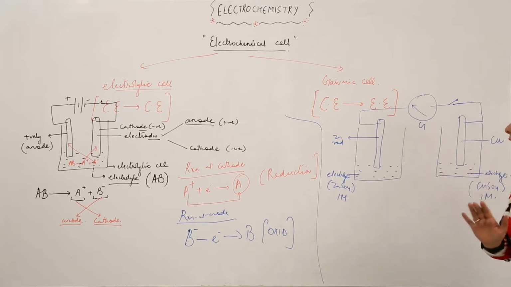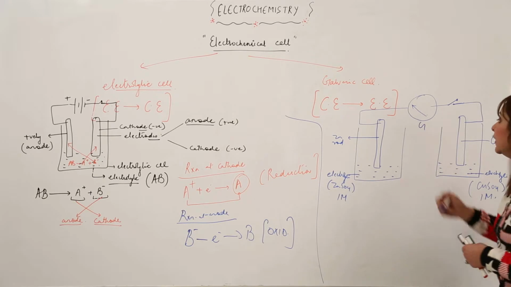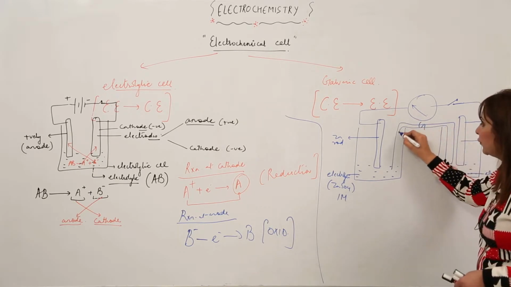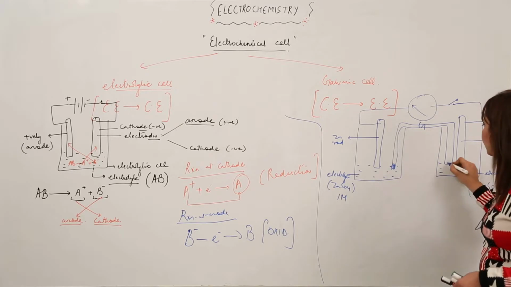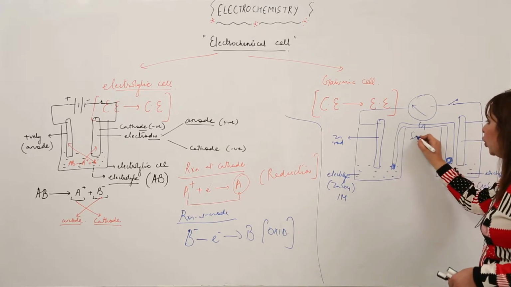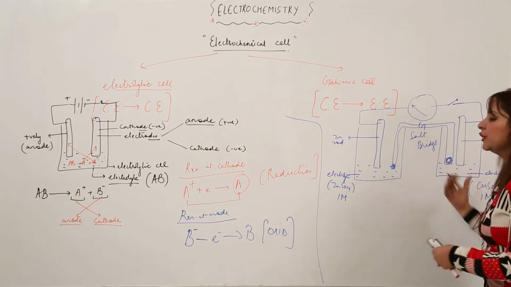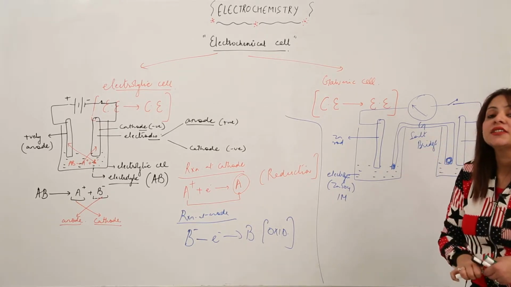It is not all done. You will get to see a different thing in it. These two solutions are also connected with each other by means of this U-shaped tube, and this is called a salt bridge. It is actually connecting the solutions. That means it is just completing the circuit.